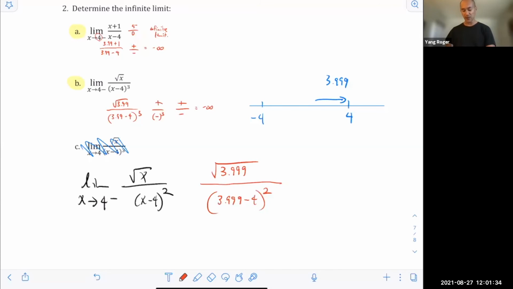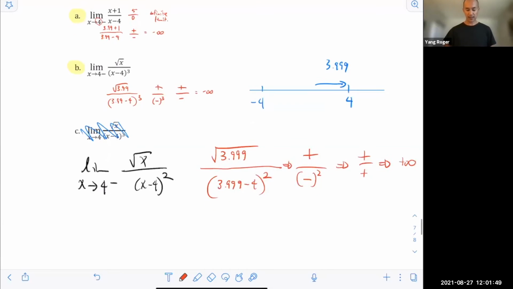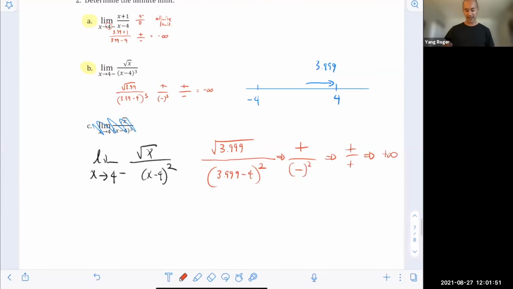What's the sign of the numerator? It's positive. What's the sign of the denominator? It's a negative number, but squared. That gives you a positive over a positive. This gives you positive infinity. Does that make sense, this last example? I feel like it's kind of rushed, but I wanted to do one with the cube and one with the square.